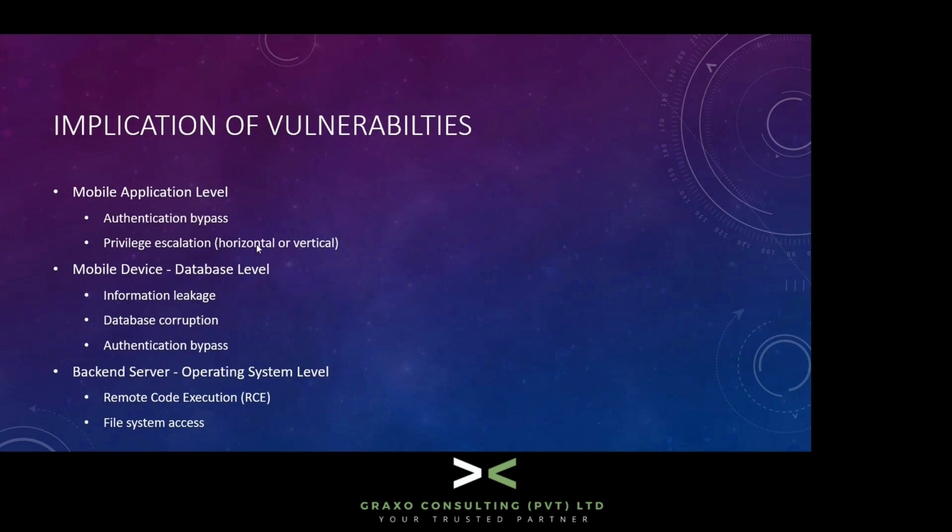Privilege escalation, I have already explained. It could be horizontal and vertical. If it is a mobile application with 1,000 customers, like Facebook, and I can log in from my account to your account, it is a horizontal escalation. But if I log in as an admin user or super admin user, that is a vertical escalation. And it depends upon the vulnerabilities in the mobile application. So if there are vulnerabilities, authentication could be bypassed, we could escalate the privileges, and there are multiple effects.